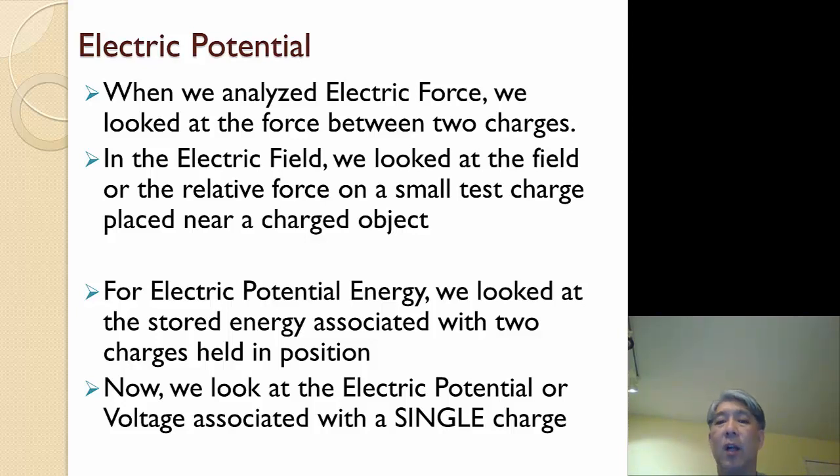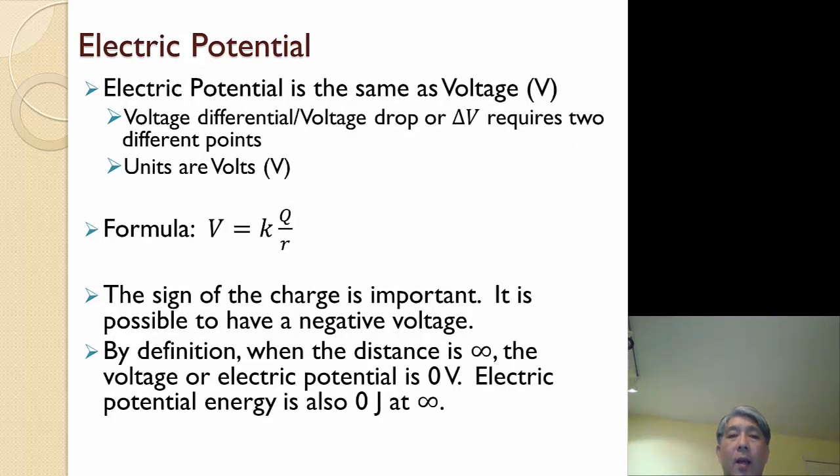Electric potential, or another term we will use, they're nearly synonymous, is voltage. Electric potential is going to be associated with a single charge. Another term we'll run across later, but not right now, is voltage differential, and that would require me to have two different points in space. But electric potential is measured at a point in space, just like we measured the electric field at a point in space.